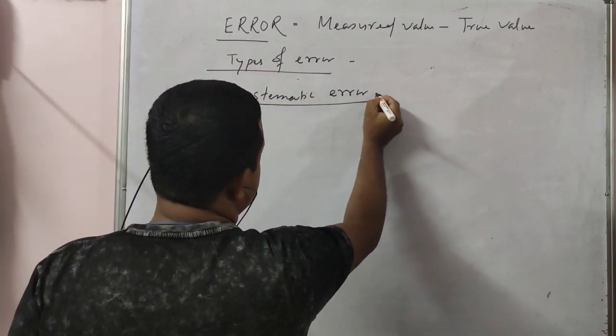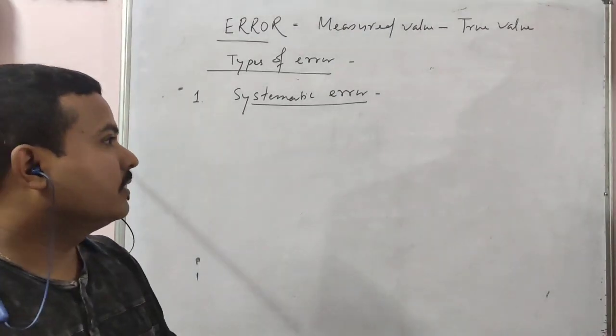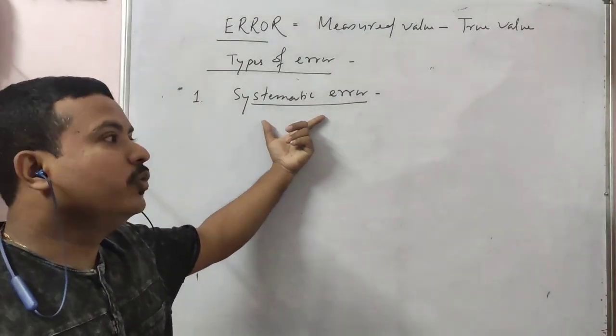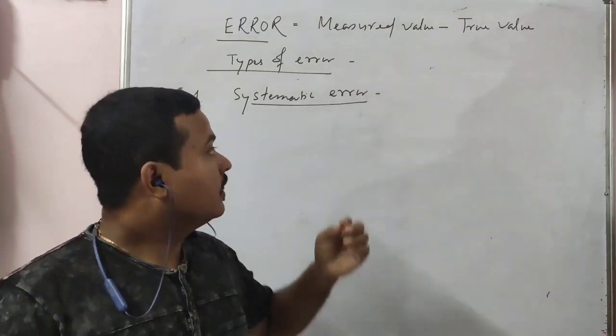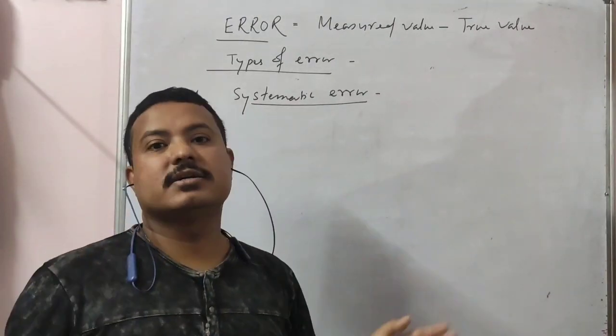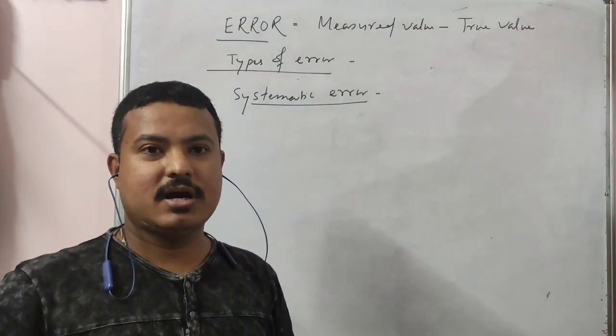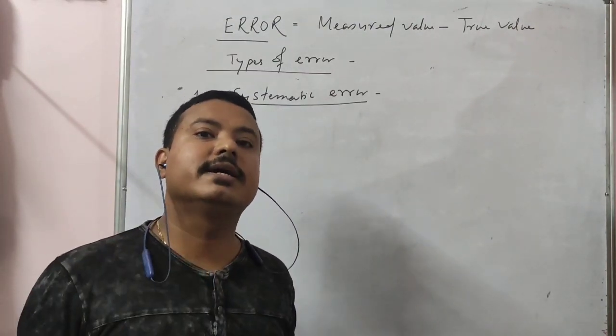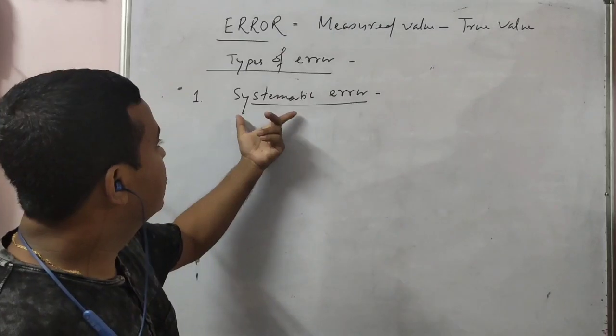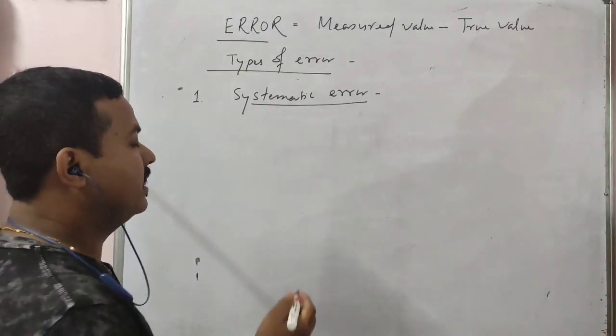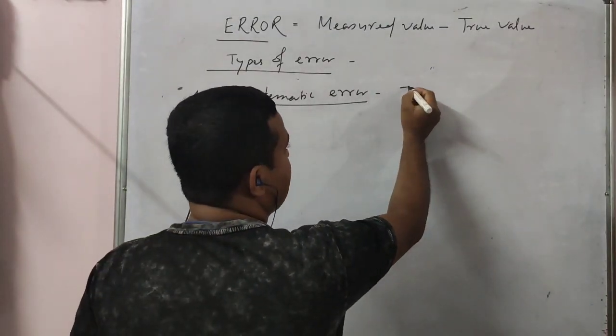Systematic error. Now systematic error means what? It is those errors which occur in a certain pattern. That means it may occur in a particular direction, either positive or negative. Those errors are called what? Systematic errors.